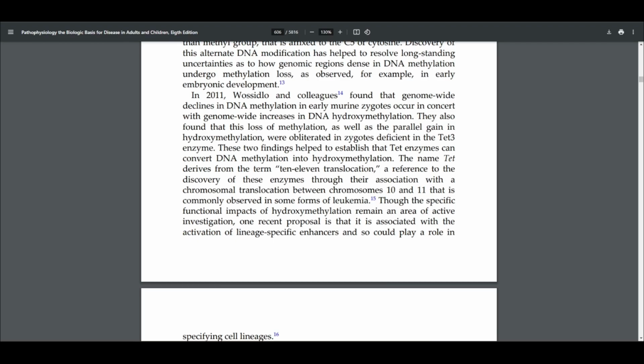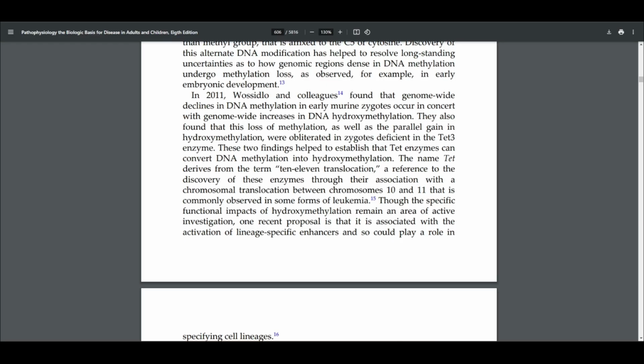In 2011, Wossidlo and colleagues found that the genome-wide decline in DNA methylation in early murine zygotes occurs in concert with a genome-wide increase in DNA hydroxymethylation. They also found that this loss of methylation, as well as the parallel gain in hydroxymethylation, were obliterated in zygotes deficient in the TET3 enzyme. These two findings help to establish that TET enzymes can convert DNA methylation into hydroxymethylation.